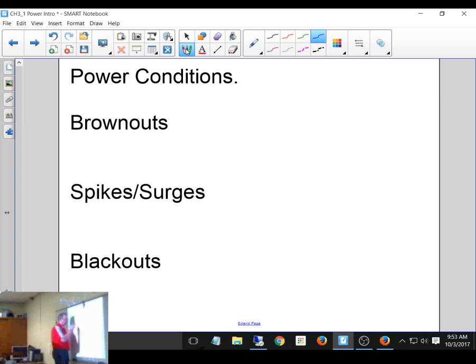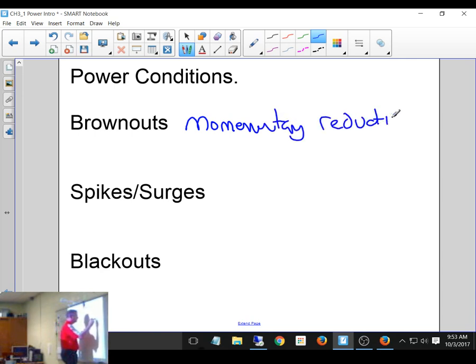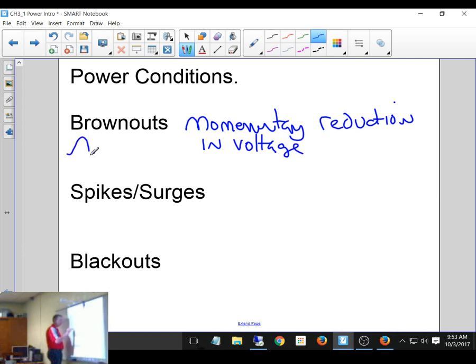So a brownout is, first of all, a momentary reduction in voltage. Okay, so we're going along and we're at 100, cycling at 110, and all of a sudden it drops down. That's a brownout. Okay, we used to have them here all the time.